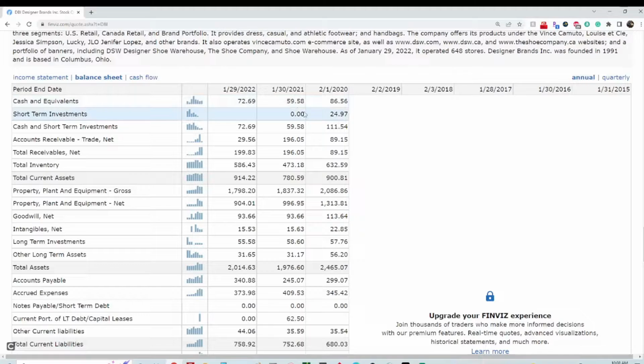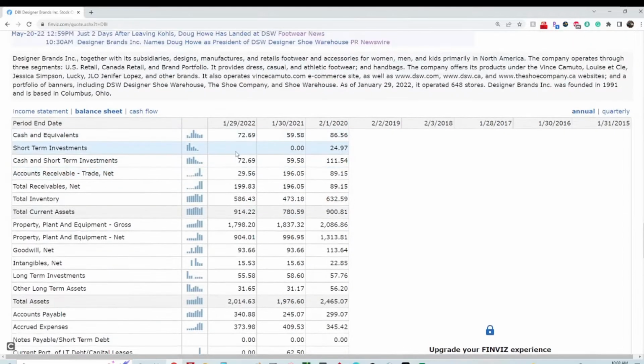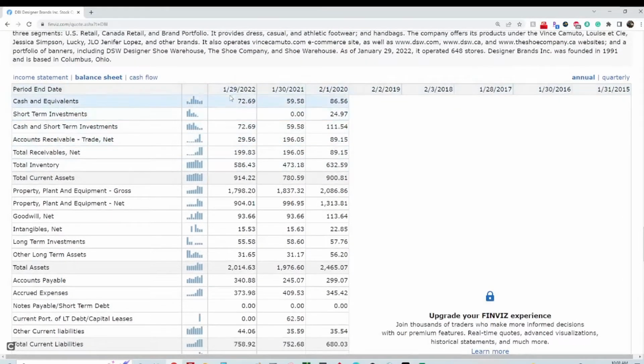So cash, they have 72 million on hand. That is okay. They have 900, and again, January 2022, January 2021, February 2020. So again, we're looking at January 2022, and it's not showing the trailing 12 months.